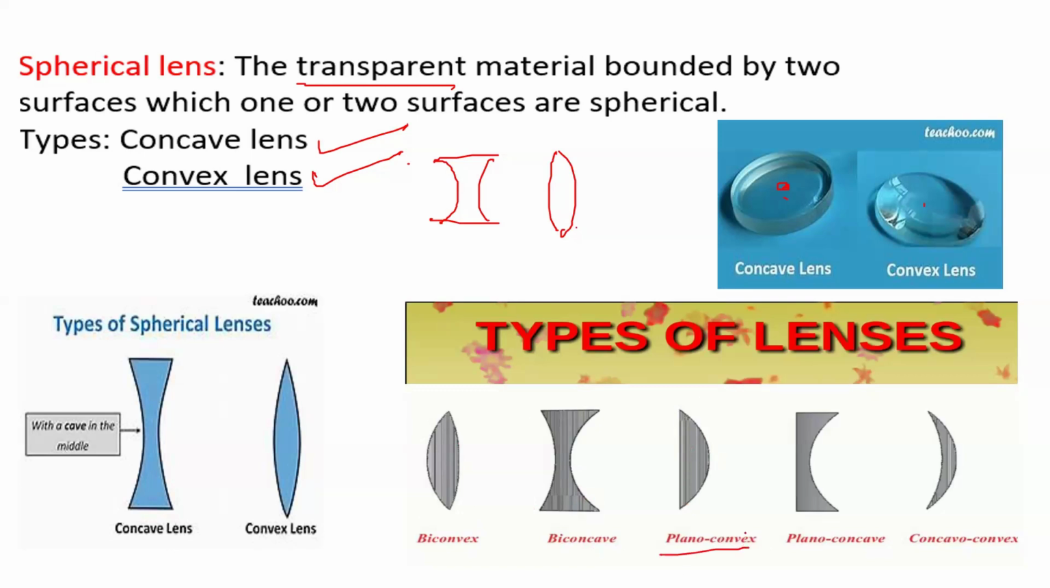That is plano convex. And this is plano concave. One surface is plane and another surface is concave. That is plano concave. Here, concave convex. So one surface is concave and the other surface is convex. Therefore, it is concave convex. Okay. These all are types of lenses.